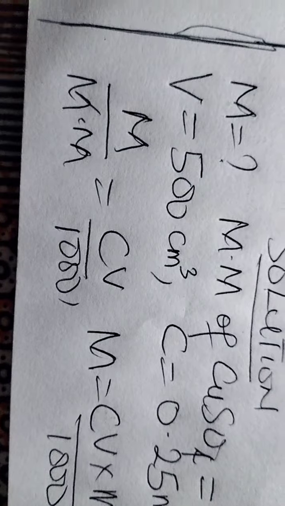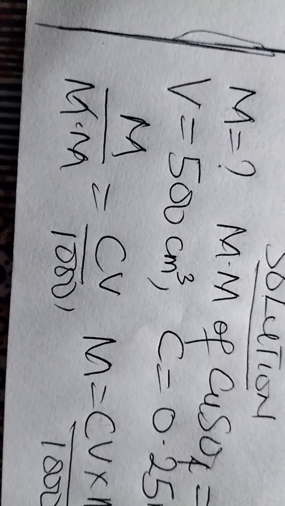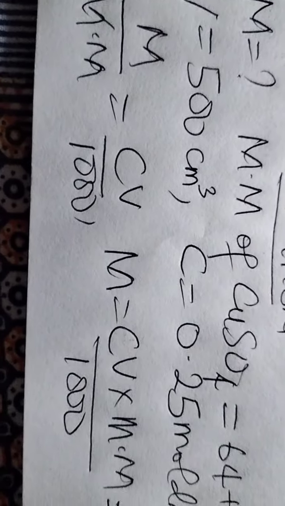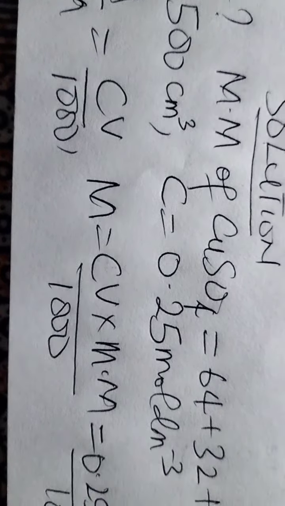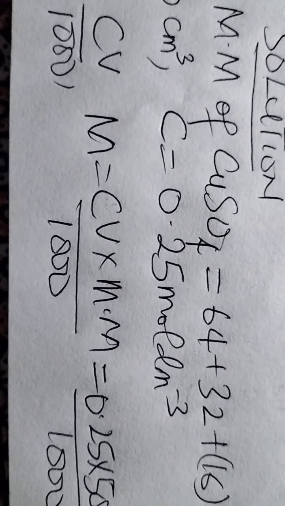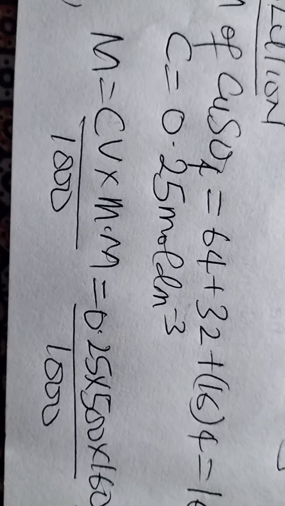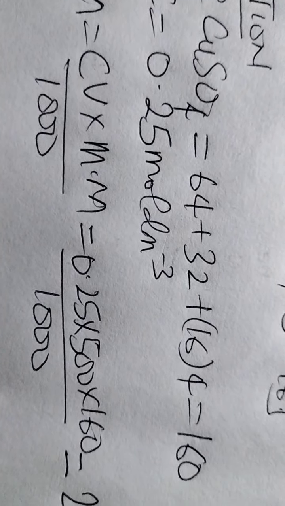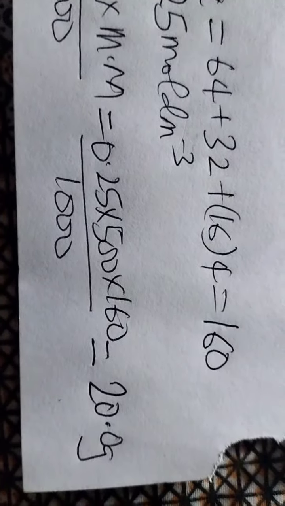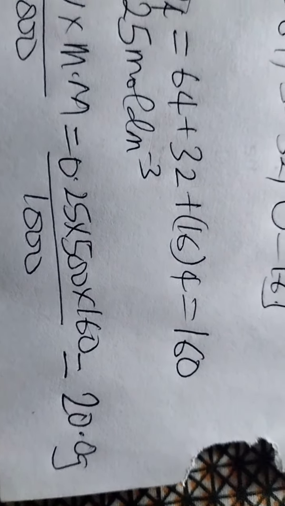Applying the formula, mass over molecular mass equals CV over 1000, we now make mass the subject. Mass now becomes CV times molecular mass all over 1000. Then substituting the values, concentration is 0.25, volume is 500, molecular mass is 160, over 1000. We'll now have 20.0 gram of copper sulfate required.